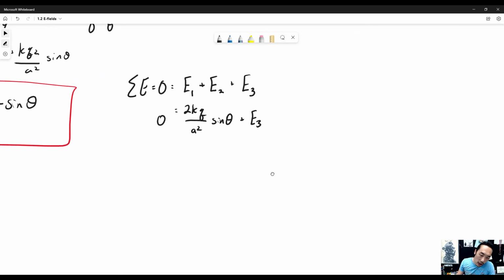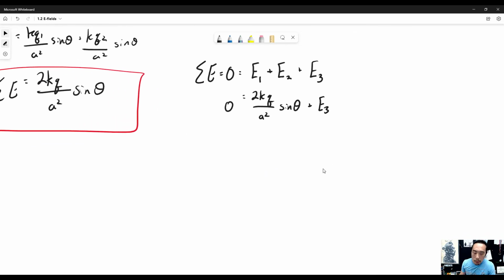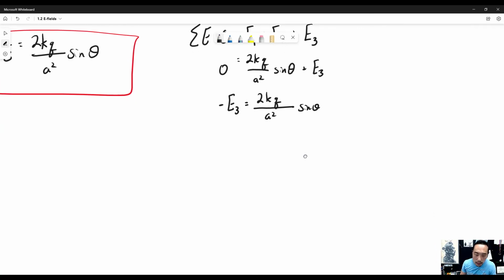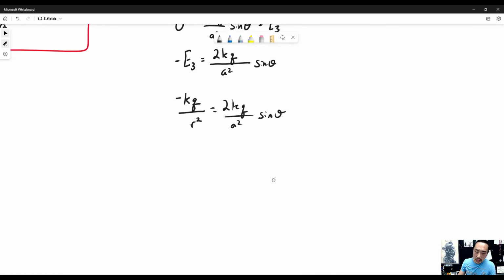All right, so if you take a look here, at this point, it's just an algebra problem. We're solving for something that's within E3, so I'm going to isolate E3 all by itself. We know that E3 has to equal 2kq over a squared sine theta, and of course this E3 is negative, and that negative simply means it's going the opposite direction of 2kq over a squared sine theta. We also know that the formula for E field is negative kq over r squared, which is equal to 2kq over a squared sine theta. And once again that theta is 60.